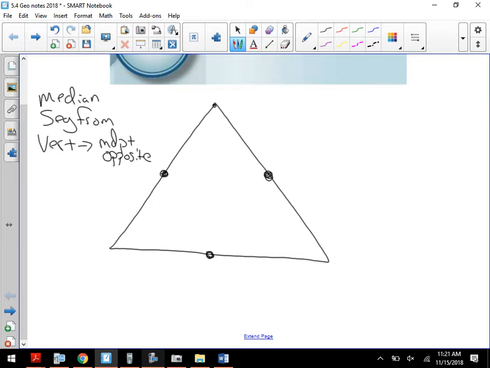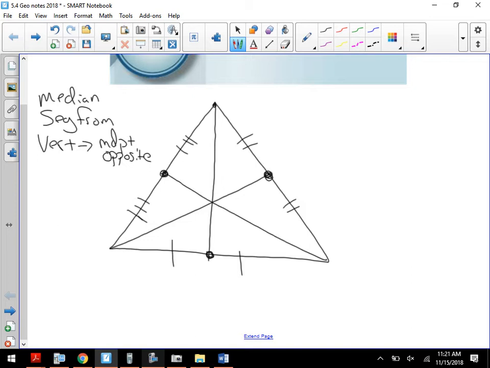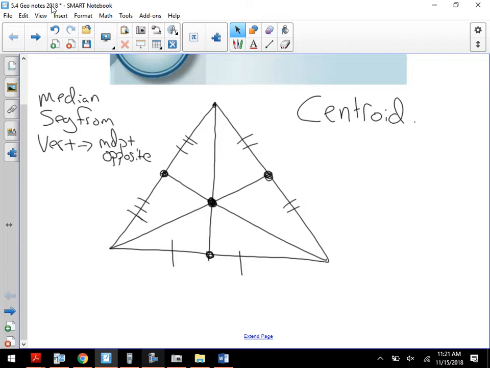All right, anyway, so here's what happens. The median goes from the vertex to the midpoint across. And just like before, they also have what's called a point of concurrency. Remember we talked about that the other day? Where three things intersect. Where the medians intersect, it's called the centroid. Centroid. The centroid is where the three medians intersect.